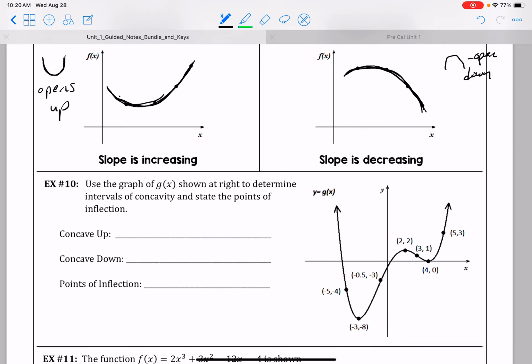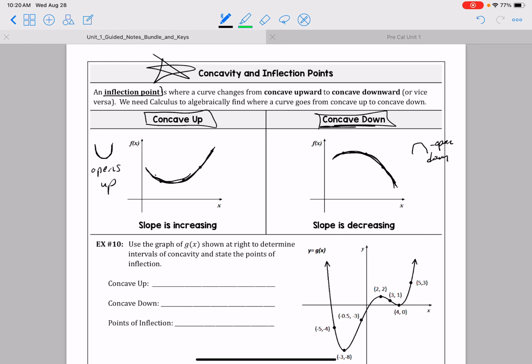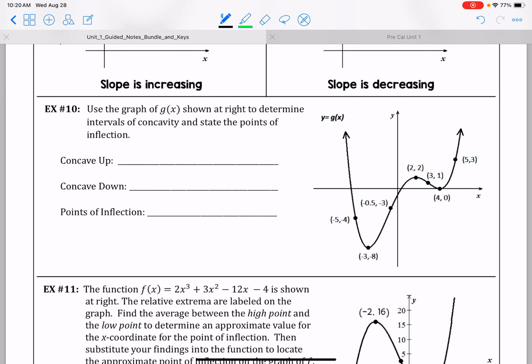Now, let's talk about the point of inflection. When we're looking over here, the inflection point is kind of the place where the graph changes. If we're looking at this graph right here, all of this is concave up, right? It's opening upward here. So that's concave up. But notice about the halfway point.